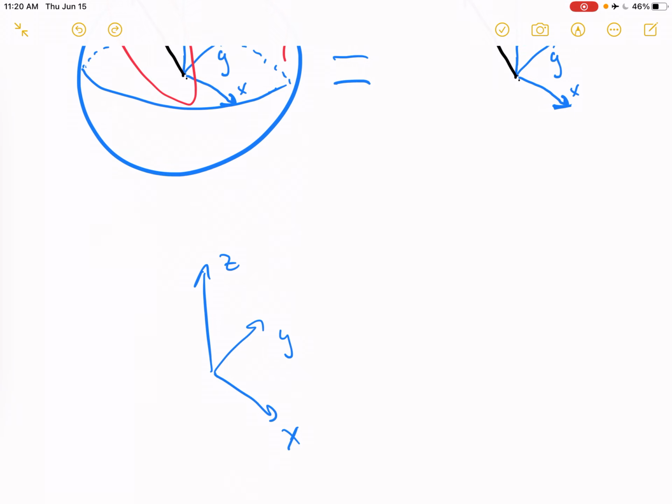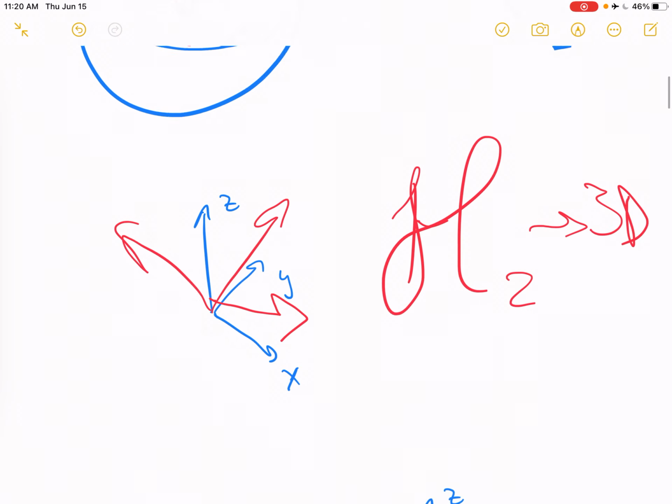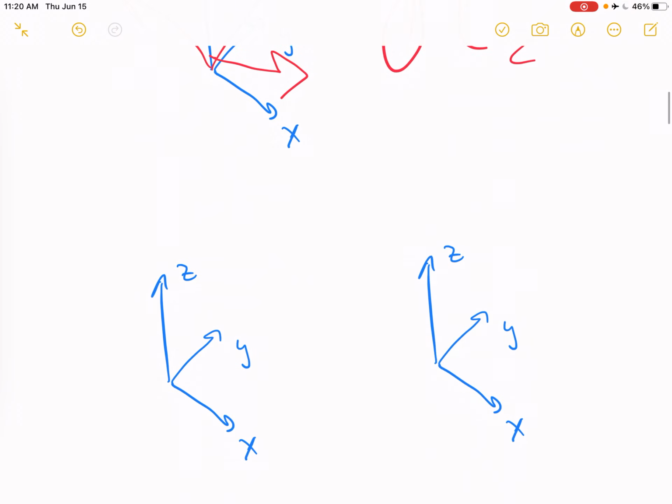We can represent all of the states of a single qubit on a single Bloch sphere. Yes, we just draw the arrows and we get all of the possible pure states of the single qubit in this way. So basically what we're saying is that the Hilbert space of a qubit can be projected into 3D space, into 3D Euclidean space.